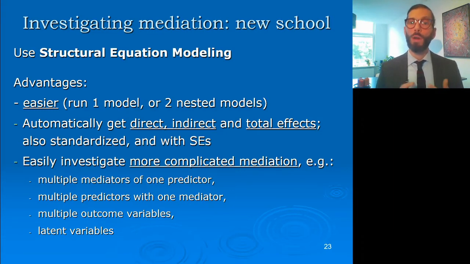Secondly, we can compute the direct, the indirect, and the total effects as defined parameters. We can get standardized estimates for these defined parameters, and we can get standard errors for these defined parameters. We can get p-values, everything. And structural equation modeling allows us to easily investigate more complicated mediation models. For example, what if you have multiple mediators of one predictor? So several processes explaining the effect of X on Y. What if you have multiple predictors and they all have an effect on one mediator, which in turn influences the outcome? Or what if you have multiple outcome variables? Or what if you want to introduce latent variables with a measurement model into your mediation model?